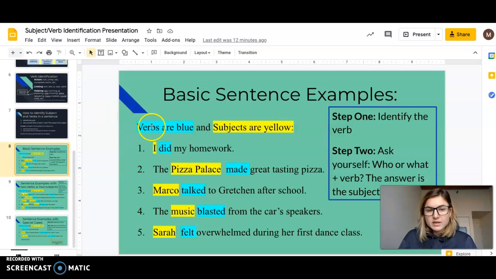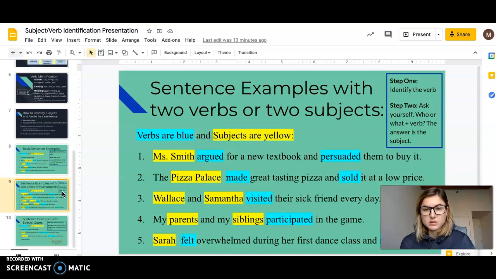In all of these sentences, the verbs are highlighted in blue and the subjects are in yellow. And I have the steps you need to follow. So remember, identify the verb, ask yourself who or what plus the verb. You can read through these at your leisure, but they're all here for you.